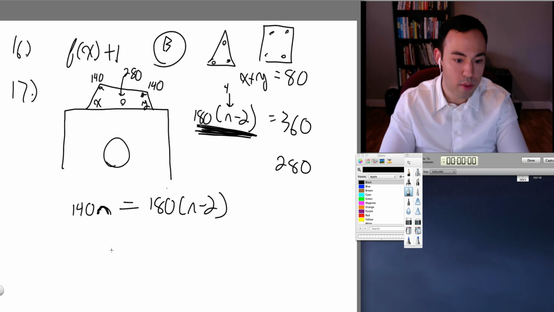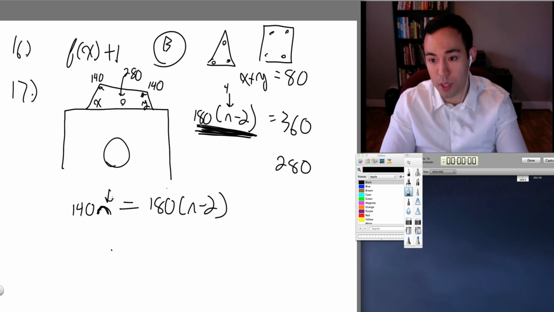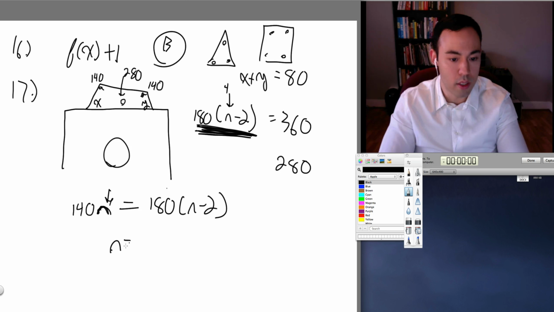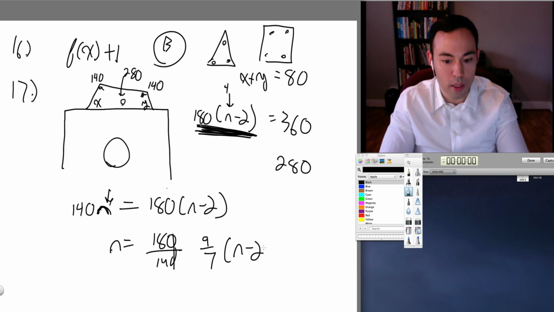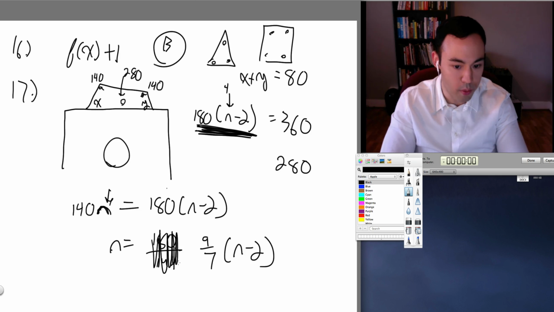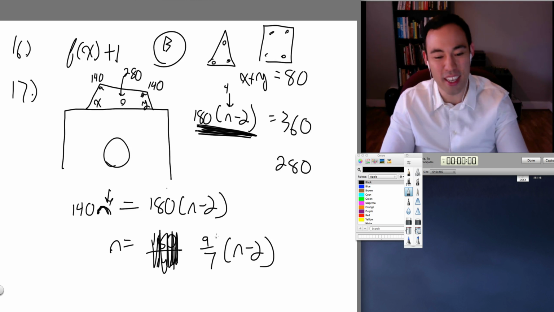So now we've got to solve for n, the number of sides that this thing has. So n equals 180 over 140. It simplifies to 18 over 14. That's what, 9 over 7? And this is multiplied by n minus 2. Let's get rid of this before it confuses me. So n equals 9/7 times (n minus 2).